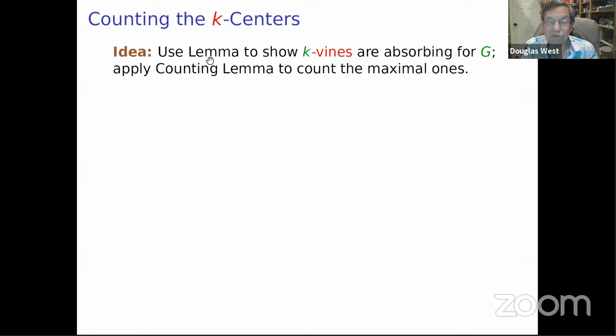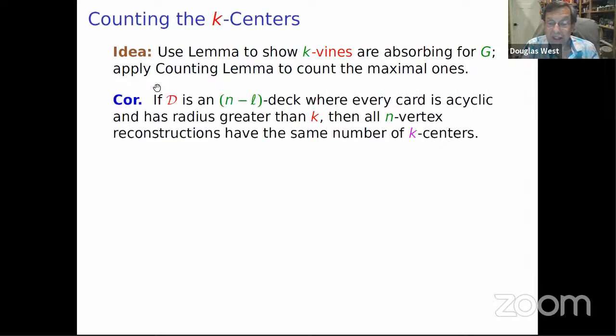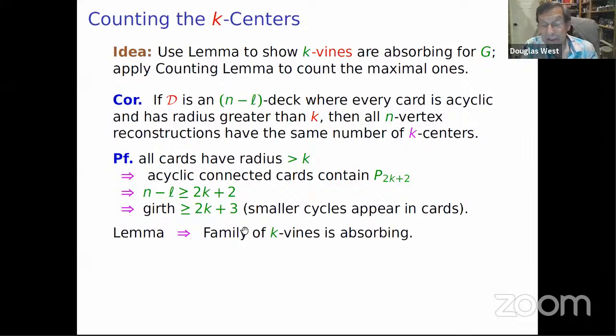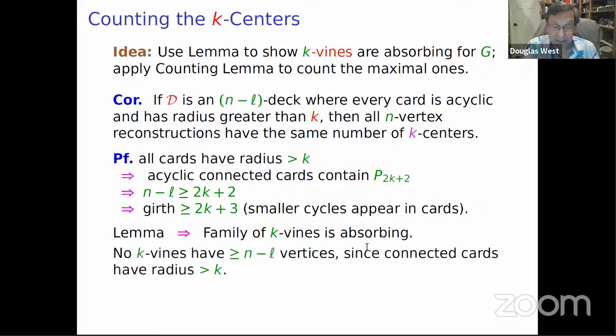So that lemma we just stated will enable us to show that the family of k-vines is absorbing for the graph that's a reconstruction of our deck. And so we'd be able to apply the counting lemma to count the maximal ones, meaning that all the n-vertex reconstructions will have the same number of k-centers, whether it has a cycle or not. Again, this is easy. We have the properties that we need. The girth will be big enough. Every k-vine is contained in a unique maximal one. And so therefore the family of k-vines will be absorbing for any graph that's a reconstruction from this deck. Okay.